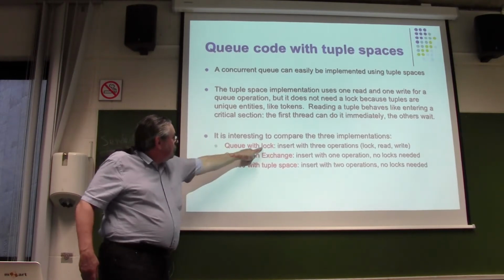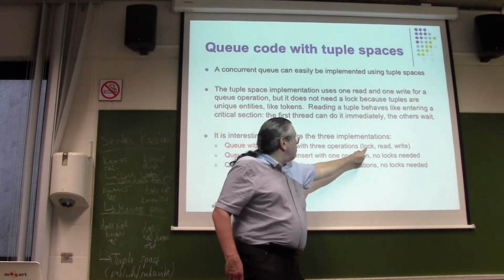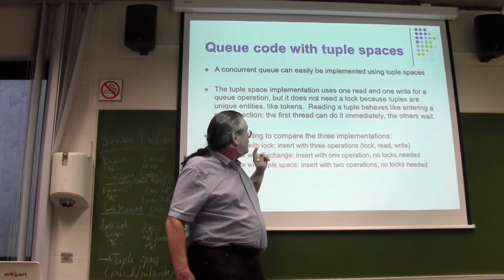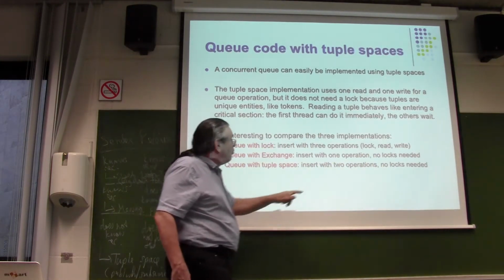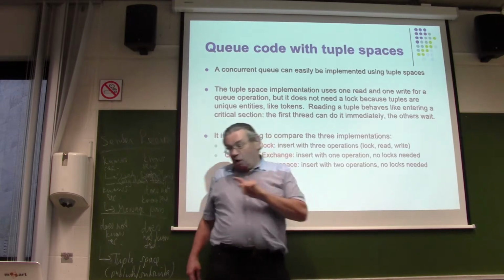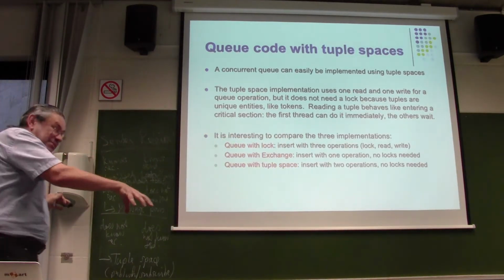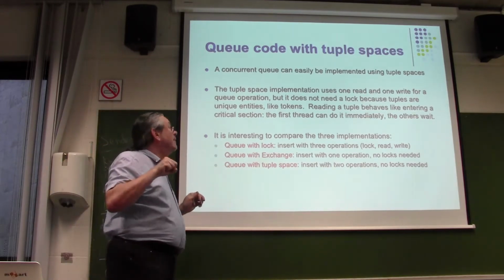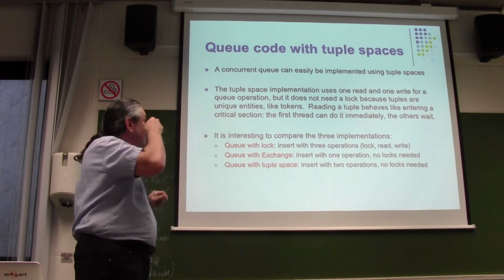Last time we saw the queue with the lock, and how you do insert. You actually have to create the lock, you enter the lock, you read and you write. But notice when you read a cell, it does not remove the value from the cell. It's not like a tuple space. The cell value is still in the cell, you're just looking at it. Whereas when you read from a tuple space, you actually remove it, okay?